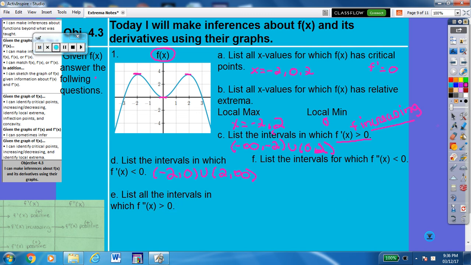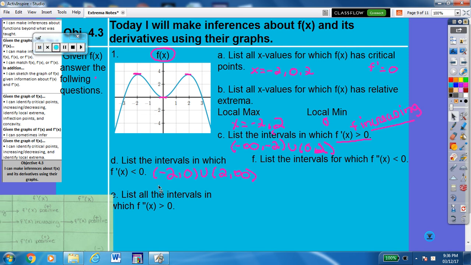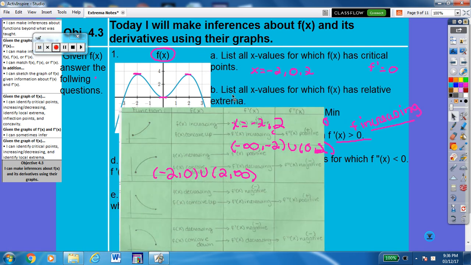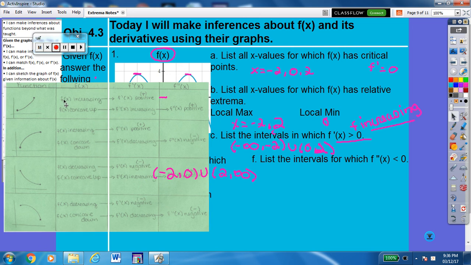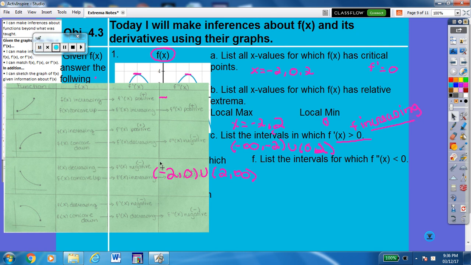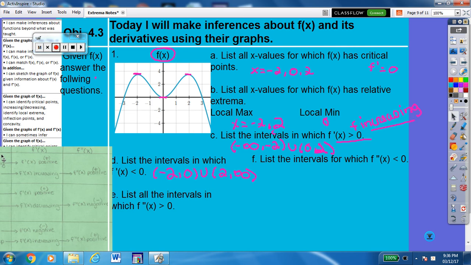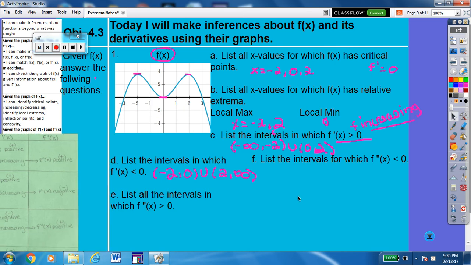Now, from the notes that we took in class, the little cheat sheet that we made, you can see second derivative positive. If we take it back to the original graph, that means concave up. Second derivative negative means concave down. So what they are really asking you to do here is to tell them where this function f of x is concave up.